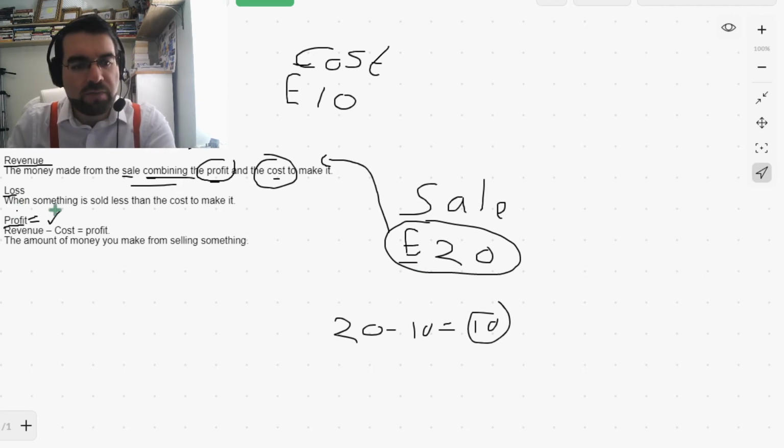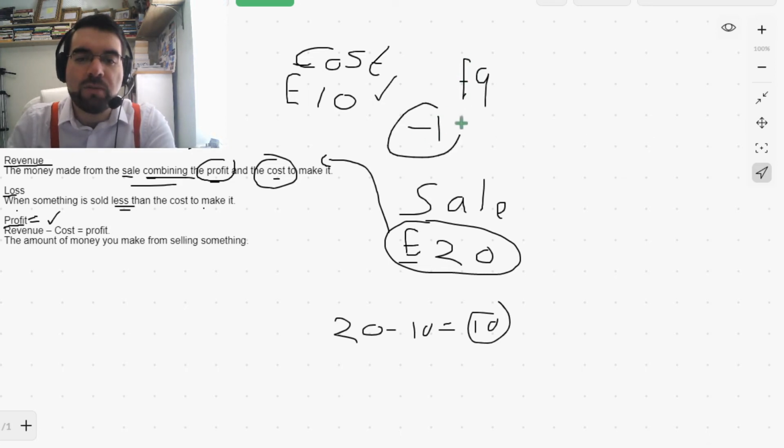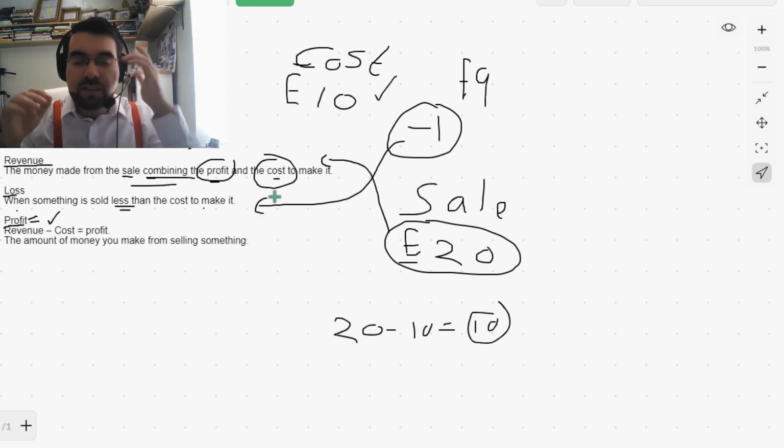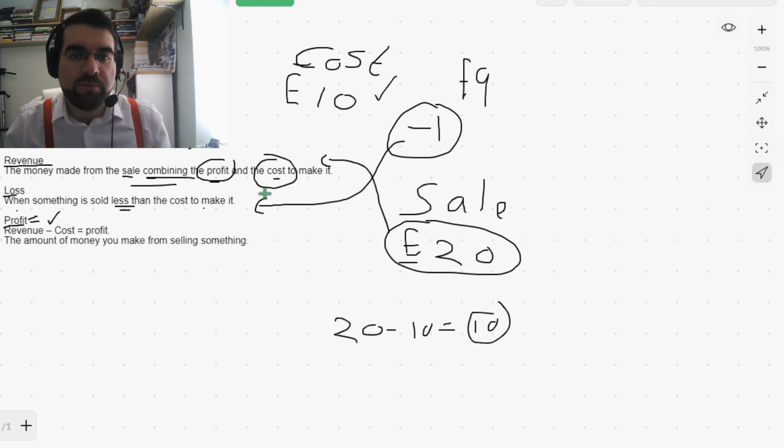But a loss is when something is sold for less than the cost to make. So if it costs £10 and we sell it at £9, then that's -1. That's a loss. A loss, we're losing money. And no business can continue losing money forever.